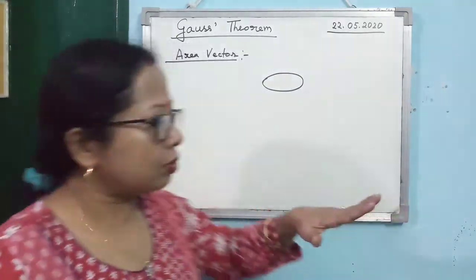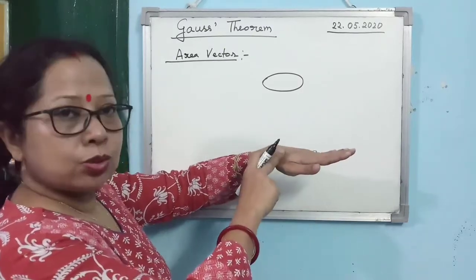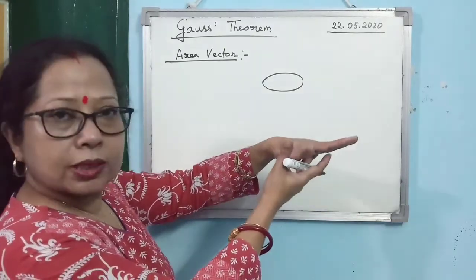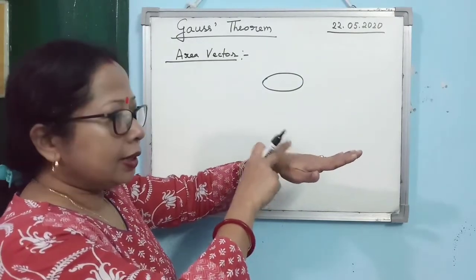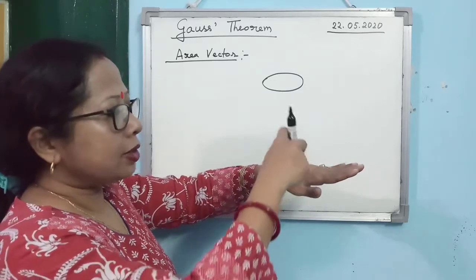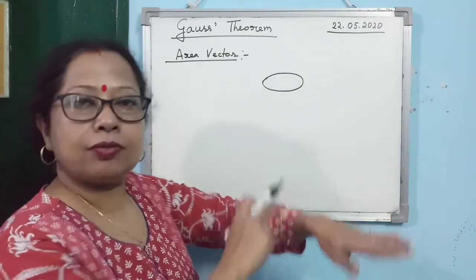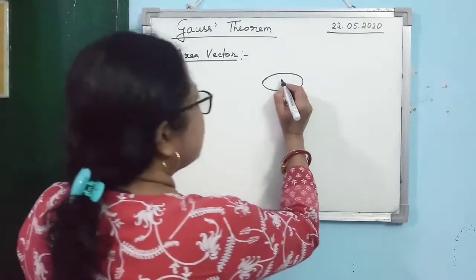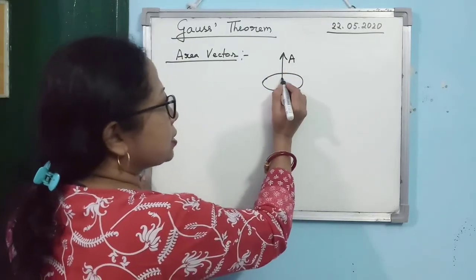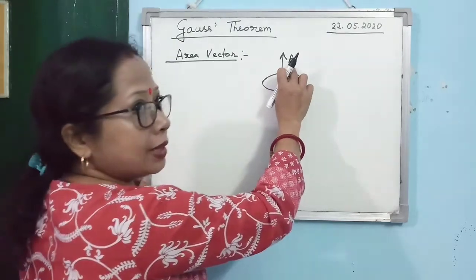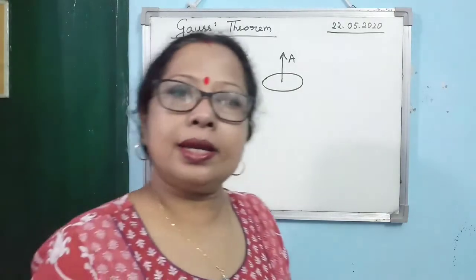Just consider my hand, my palm. The palm has two surfaces, the upper surface and the lower surface. If I want to refer to the upper surface, then this is the way: consider a vector perpendicular to the surface itself, whose magnitude is equal to the area of the surface. That is known as the area vector.